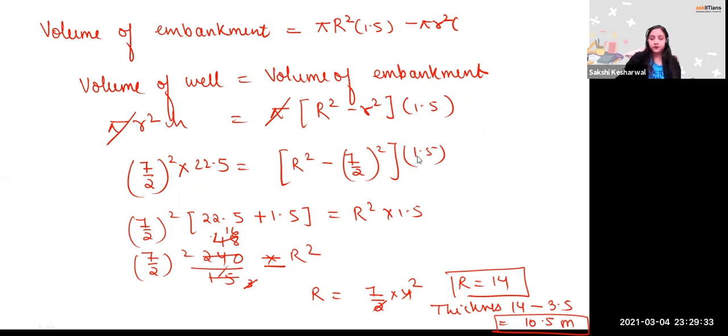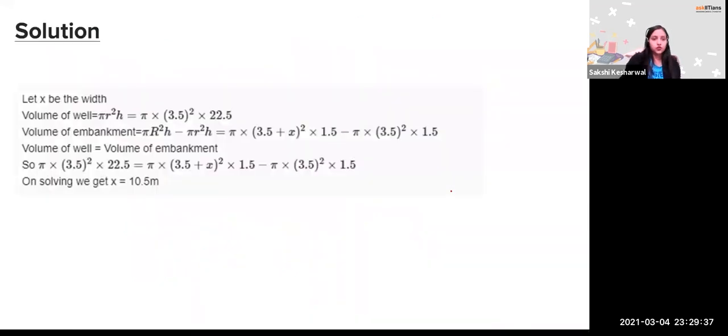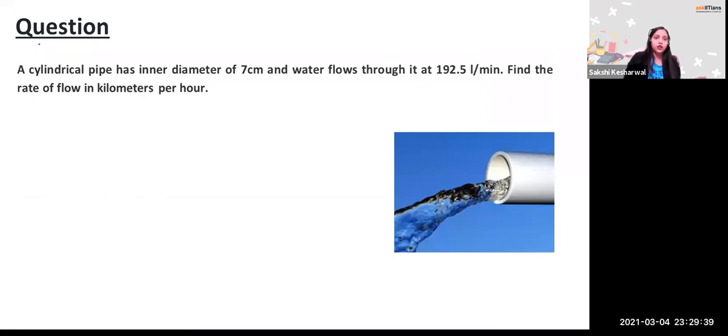Done writing? Okay. Now, coming to the solution, it is already written. You can just see. Now, what's the next question? It says that a cylindrical pipe. Now, this question comes when you are going to fill a tank, right? Here, you just have to understand this thing.